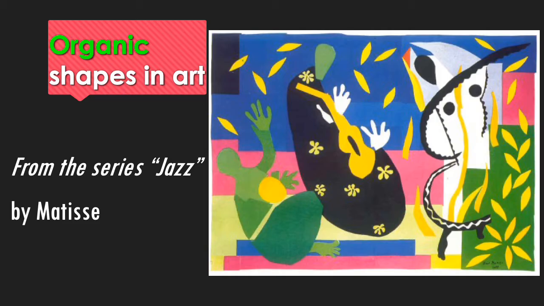Here's a couple of examples of artwork that uses mostly organic shapes. This one by Matisse has lots of kind of random organic looking shapes, some leaf-like shapes, a few geometric shapes in the bottom and in the background, but it's mostly made up of organic shapes.